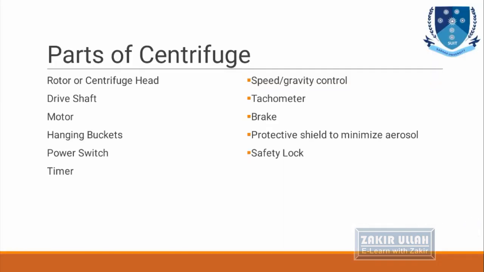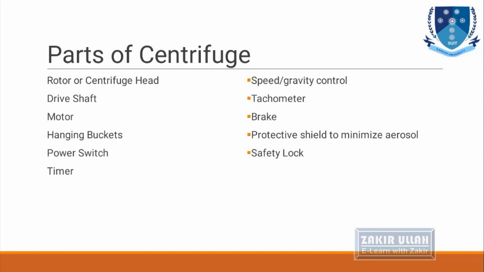Coming to the parts, the centrifuge has different parts. It has the rotor, also called the head of the centrifuge, and there is a drive shaft, which is the central part of the centrifuge to which the rotor and centrifuge head are attached. Then there is a motor beneath the drive shaft which controls the rotation of the centrifuge. Inside the rotor or centrifuge head, there are hanging buckets in which we put test tubes or vials which have the solution to be centrifuged.